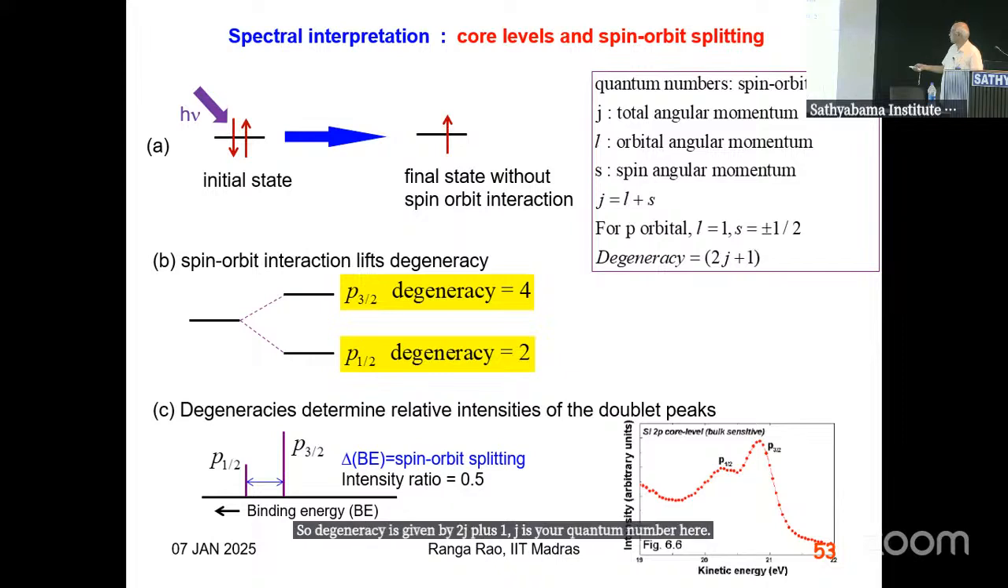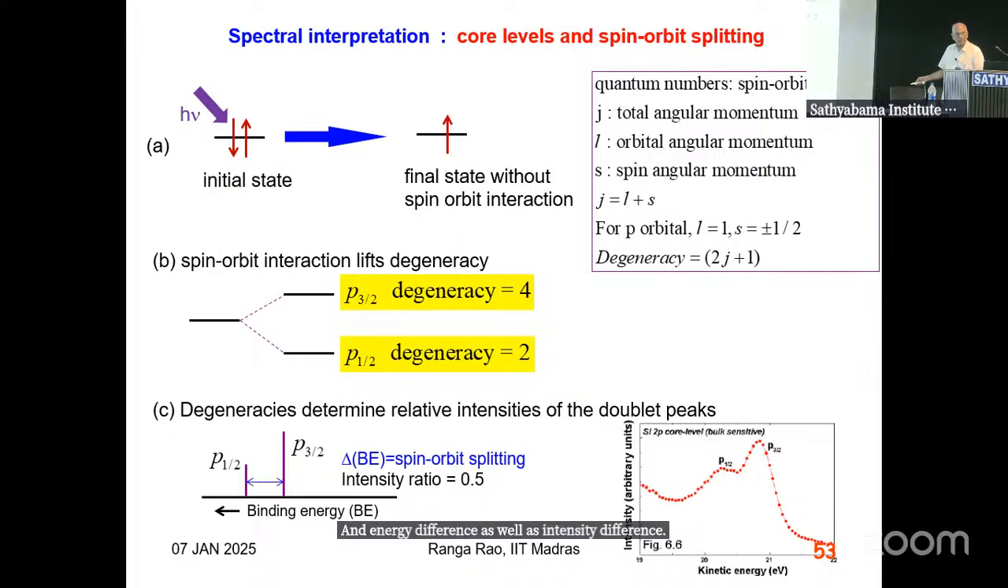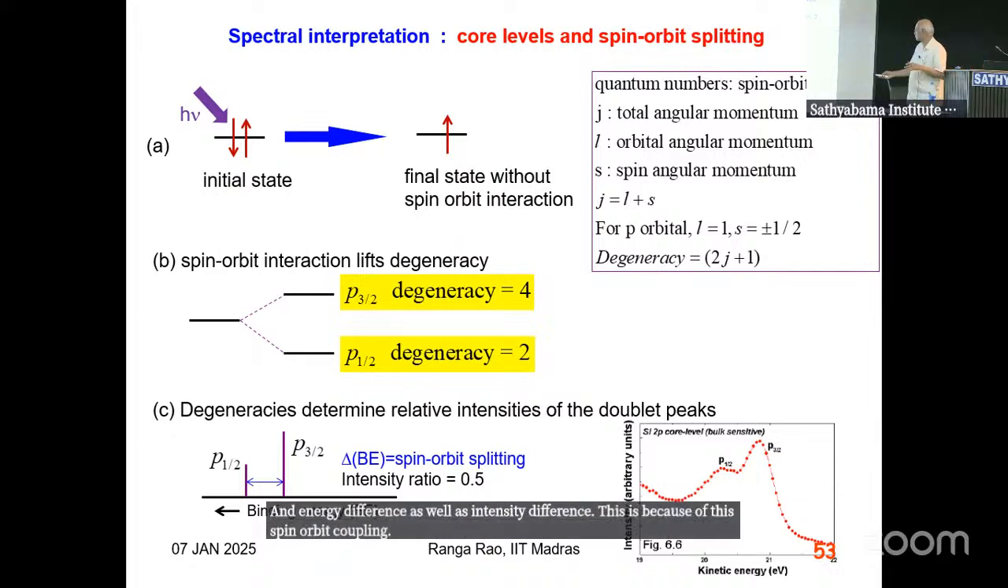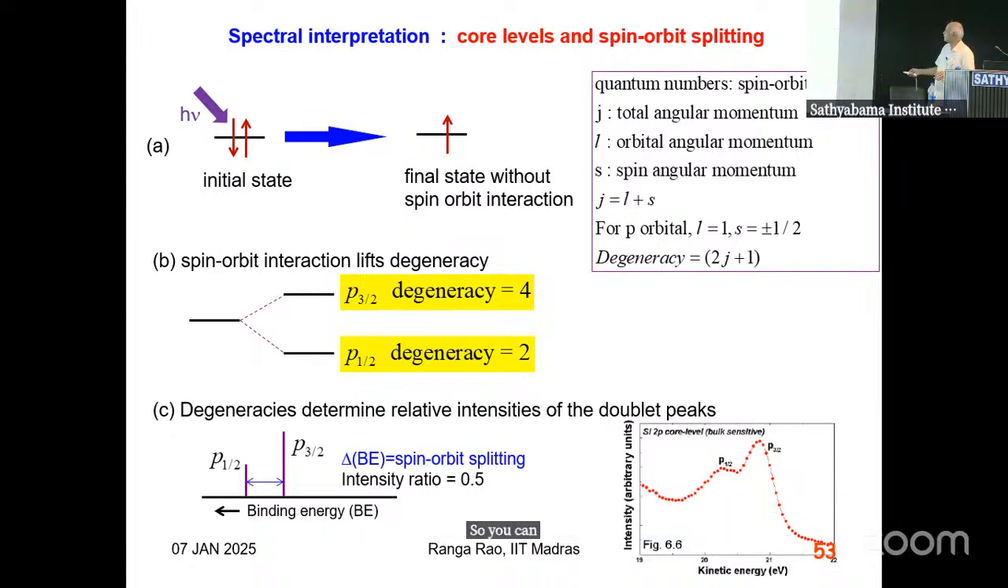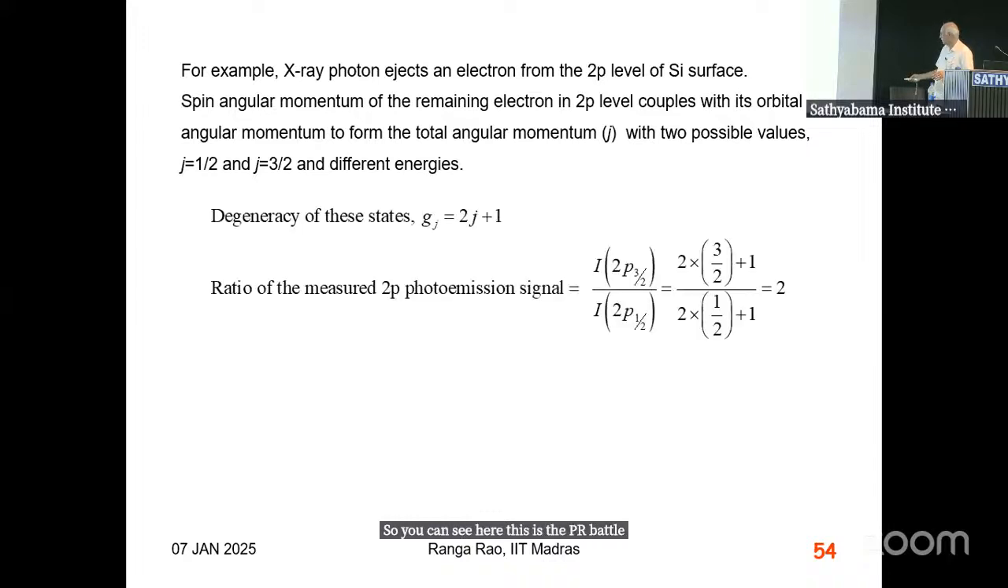So for 3/2, 2 into 3/2 plus 1, that is 4 degeneracy. 2 into half plus 1, that is another degeneracy. That will give you P 3/2 and P 1/2. So that is how you get the difference here, the energy difference as well as the intensity difference. Okay, this is because of the spin orbit coupling. So you can see here, this is the p orbital. For example, I just showed you here.